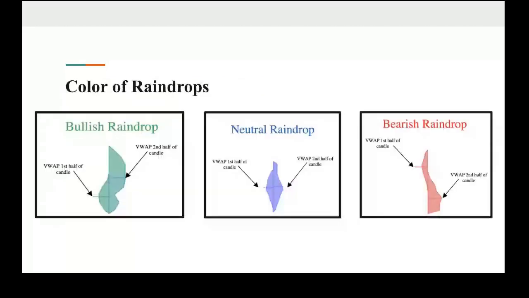There are three different colors. You've got the green one, which we just went over, when the volume weighted average price is higher during the second half of the period than the first. You've got your neutral raindrop, and based on today's survey, I think we're going to have to rename this a purple raindrop. The neutral raindrop is purple, which is essentially when the volume weighted average price is equal on both sides, and that's what we call a true volume doji. The bearish raindrop, which is red, is just the opposite of the bullish, where your second period VWAP is lower than the first.